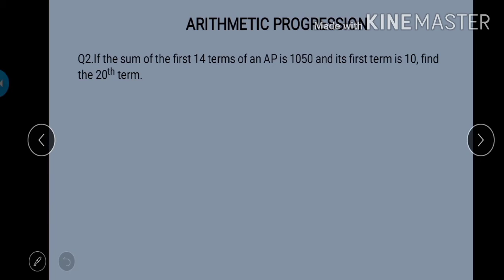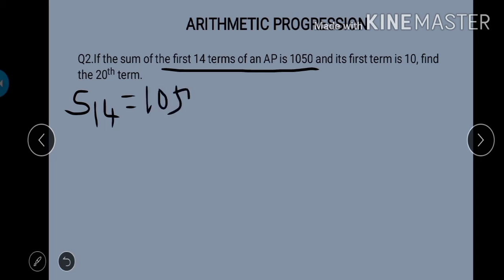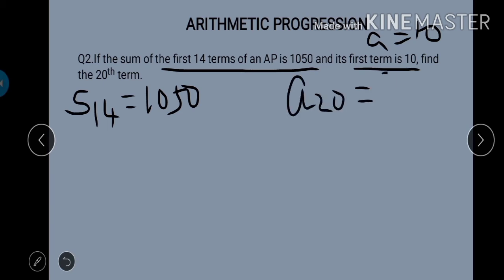If the sum of the first 14 terms of an AP is 1050 and its first term is 10, find the 20th term. So the sum of the first 14 terms is 1050, that is S14 equals 1050. This is the first piece of information. The second piece of information is that the first term is 10, that is a equals 10. We have to find the 20th term, that means I have to find a20. So this is the information I have right now.